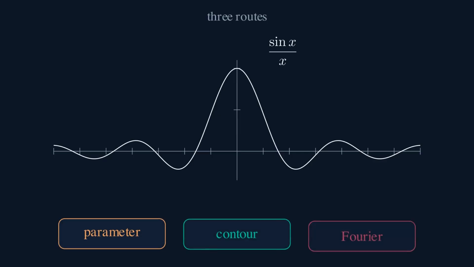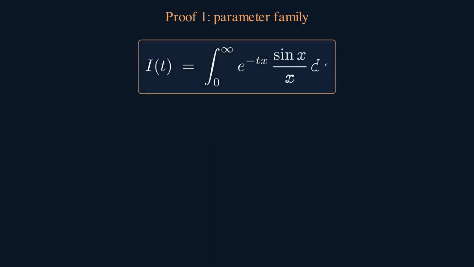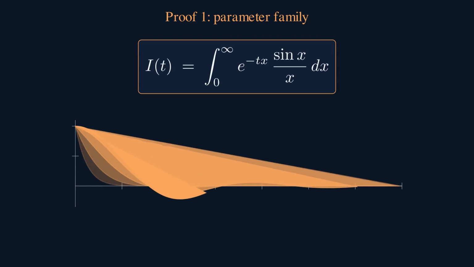Each proof reaches pi through a different detour: a parameter family, a contour in the complex plane, or a Fourier inversion. The integrand has no elementary antiderivative, so a direct attack is off the table. A standard escape is to introduce a parameter, embed the integral we want into a family, make the family differentiable in that parameter, and compute the derivative instead. The exponential factor is the natural damping choice.